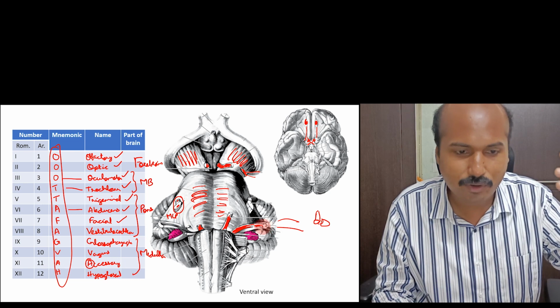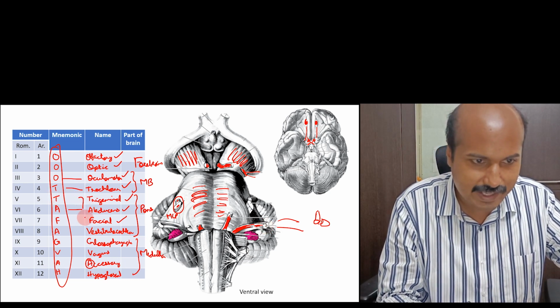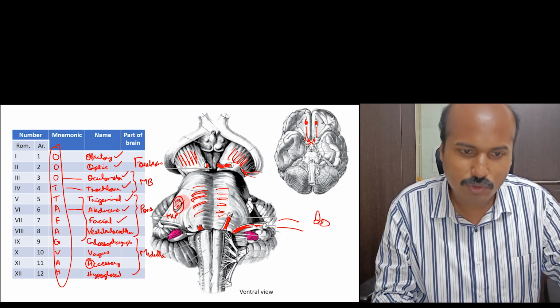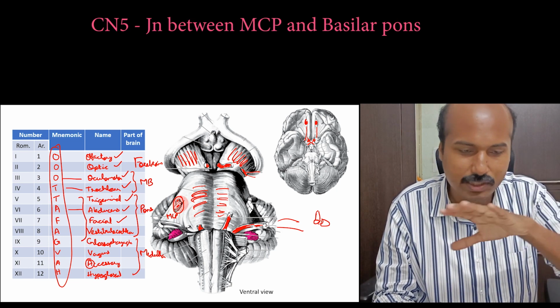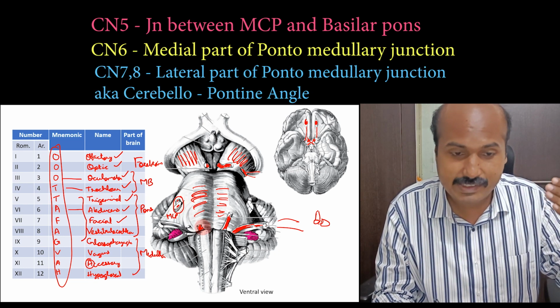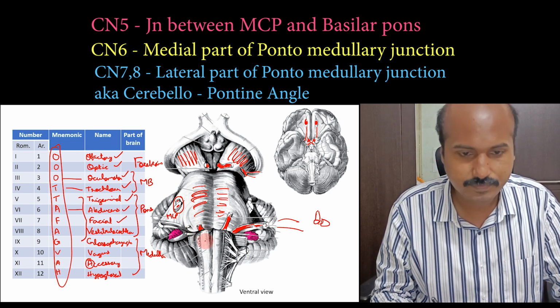So as we learned before, 5, 6, 7, and 8 were grouped together under pons. But still, we have to know that on the surface of the pons, you have only the trigeminal nerve. The 6, 7, and 8 are located actually in the pontomedullary junction.